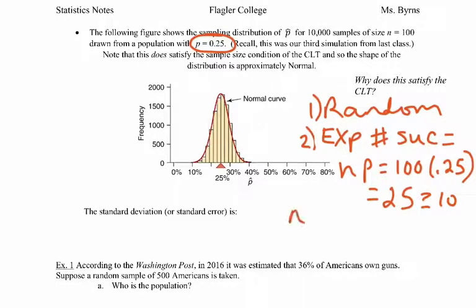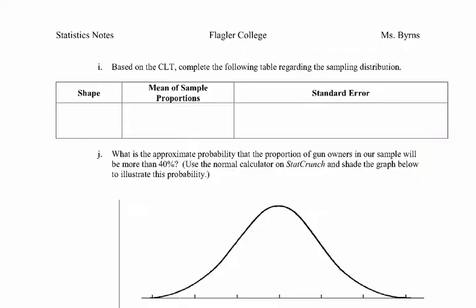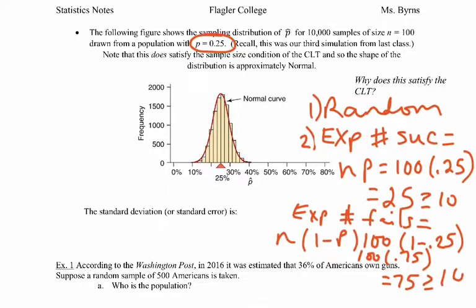And then the number of failures, so let's write that. The expected number of failures would need to be n times 1 minus p. So in this case, that would be 100 times 1 minus 0.25, which would be 100 times 0.75. So 75% of 100, of course, would be 75, which certainly is greater than 10. So that second condition is met.